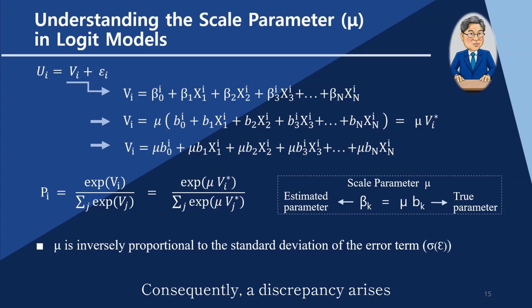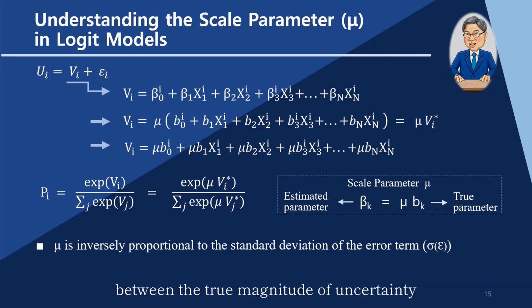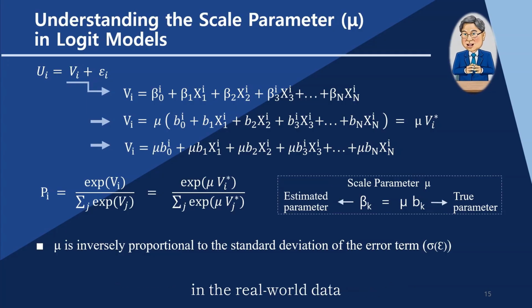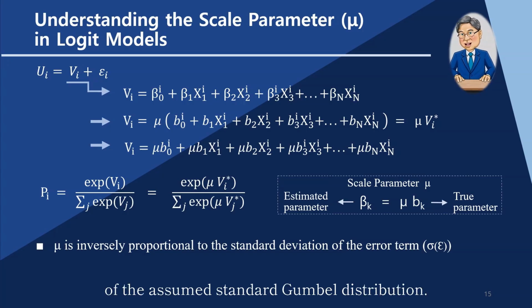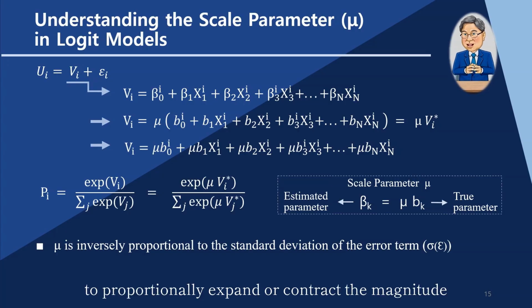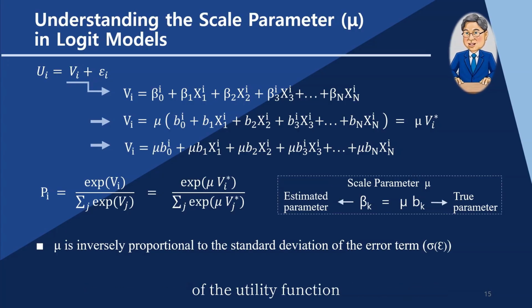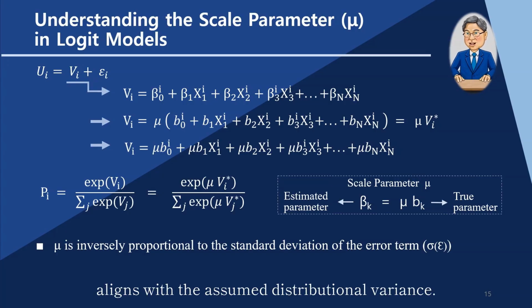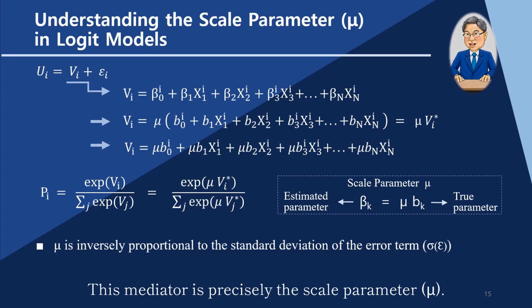Consequently, a discrepancy arises between the true magnitude of uncertainty in the real-world data and the fixed numerical scale of the assumed standard Gumbel distribution. To reconcile this discrepancy, a mediator is required to proportionately expand or contract the magnitude of the utility function so that the empirical variance aligns with the assumed distributional variance. This mediator is precisely the scale parameter mu.